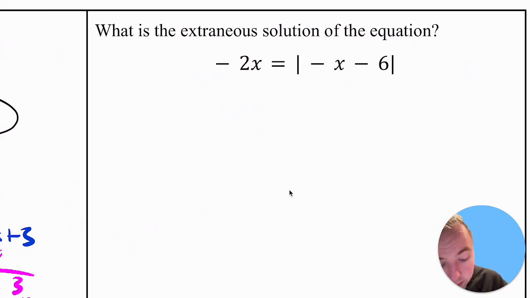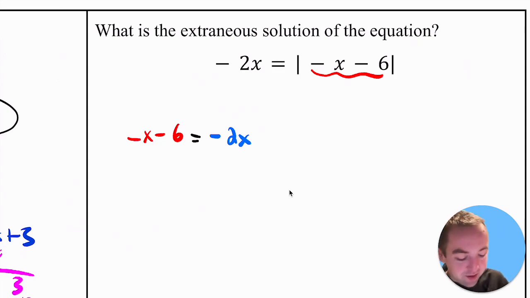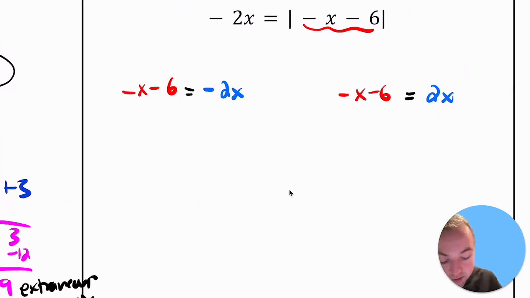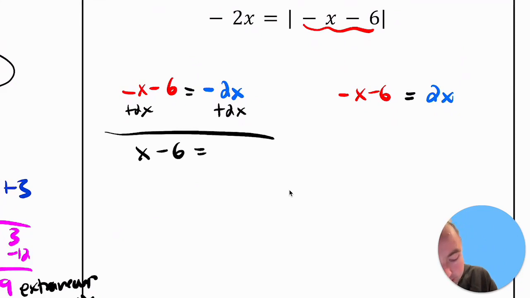So if we want to solve this equation, since the absolute value is alone, you just want the inside of your absolute value to equal both the positive and negative versions of what's on the other side of the equation. So the positive version would be the negative 2x, and the negative version of negative 2x is positive 2x. Love how that works out. Then you can just solve each of these two individual equations. Let's say we add 2x. That gives you 1x minus 6 equals 0, which means x equals 6.